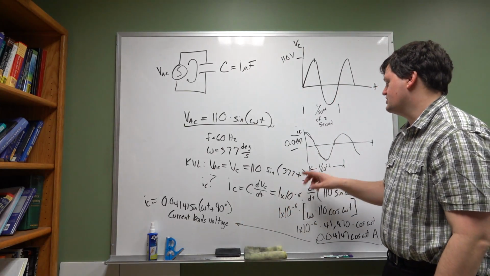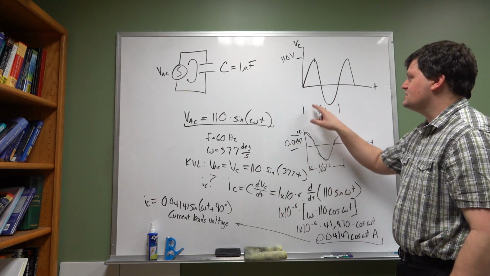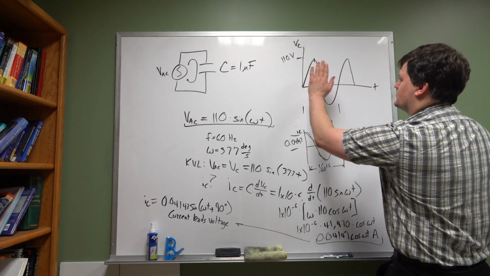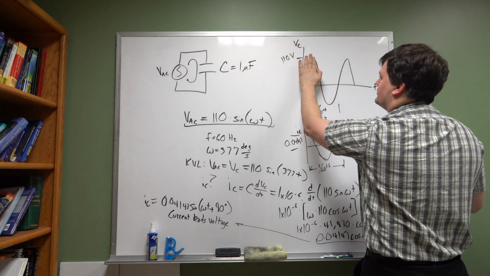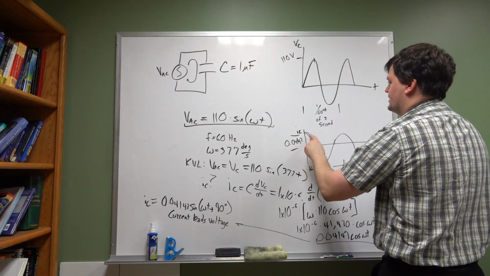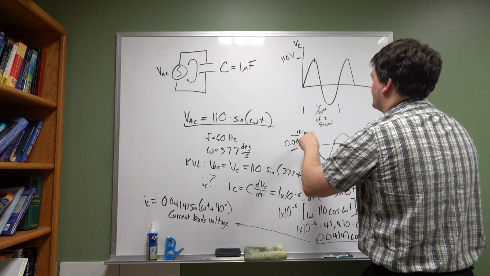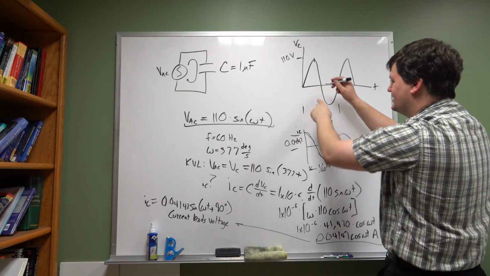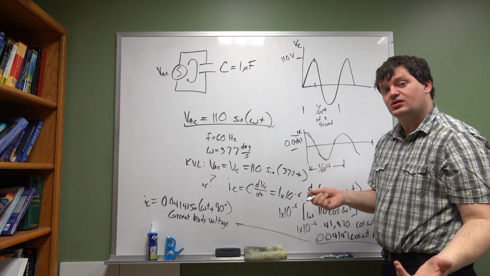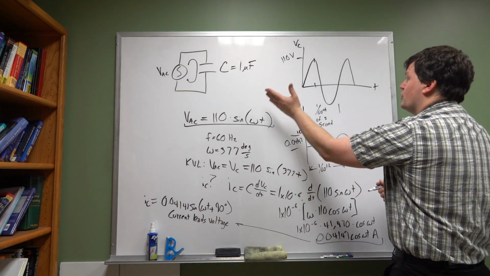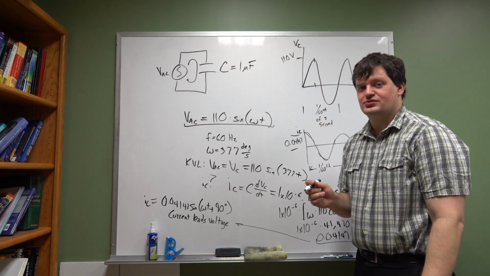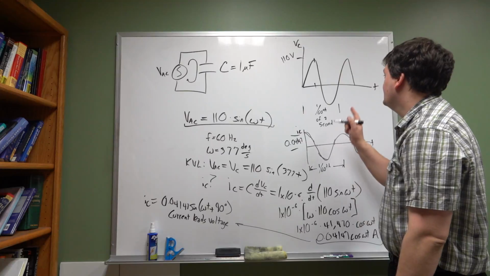Current leads the voltage. It means this happens before this happens. So if we just look at this part of the voltage spectrum, which is the identical piece of this, on the time scale this happens at 0. On the time scale this happens a little after 0, 90 degrees after 0. A whole 1/4 of the way through a sinusoid cycle.